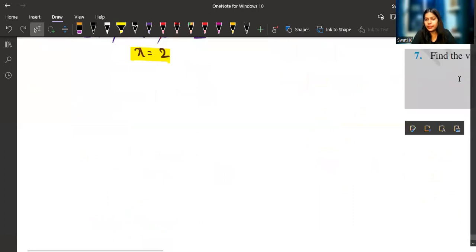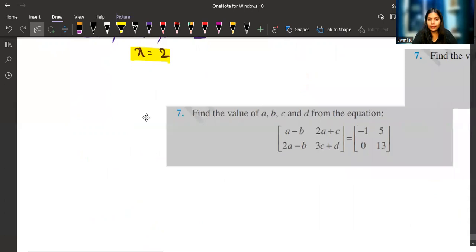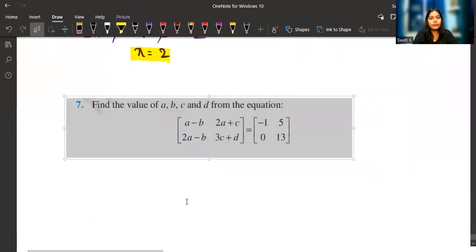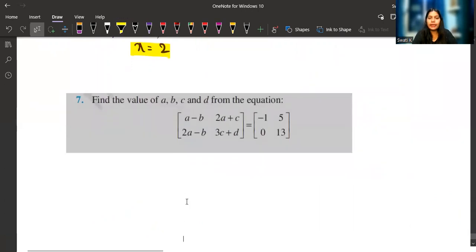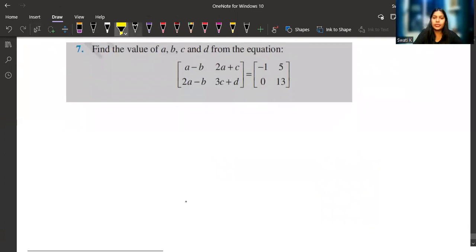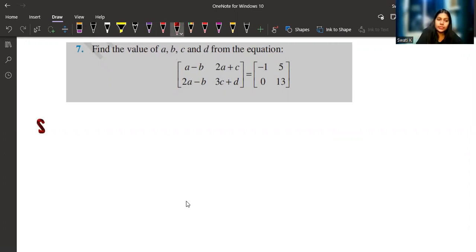Okay, the question went there. Okay, so this is the question. We need to find the value of A, B, C, and D from the equation. Clearly, again, you can see that both the matrices are given equal. So I'll just write the statement properly, and remember to use this in every matrix question when you are equating the corresponding terms to be equal.